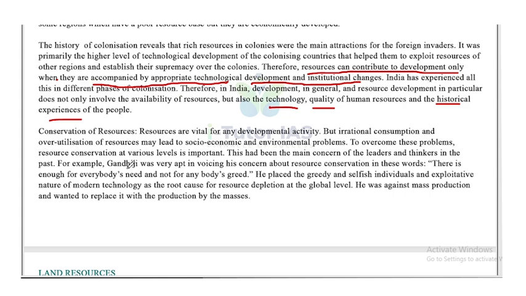For example, Gandhiji was very apt in voicing his concern about resource conservation in his words, "There is enough for everybody's need and not for anybody's greed." Okay, so this is a famous quote by Gandhiji. He placed the greedy and selfish individuals and exploitative nature of modern technology as the root cause of resource depletion at the global level. He was against mass production and wanted to replace it with production by the masses.